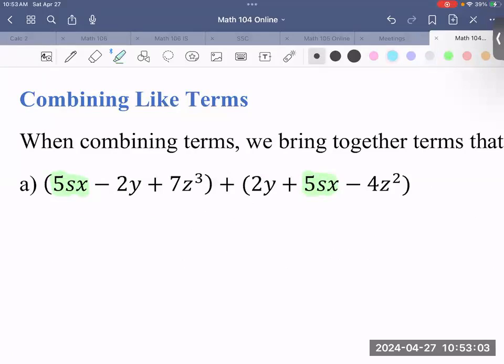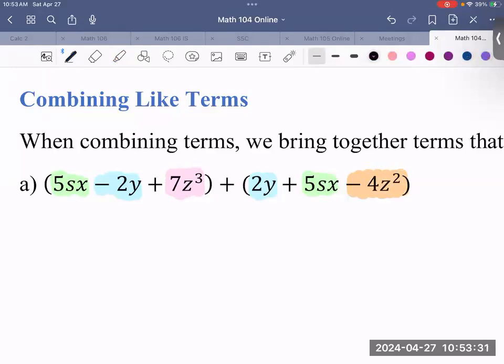The other one, we have a negative 2y. So on the other side, I'm looking for a y. Again, this one having a similar coefficient, that is okay. And the remaining, let's see, we're looking for a z cubed, and ours is a z squared. Do those mean the same thing? No, they do not. So this one will just get a different color.